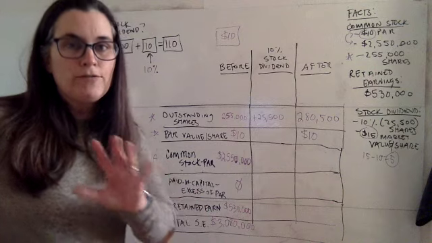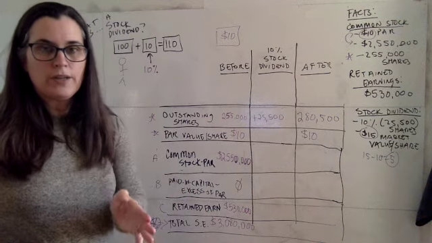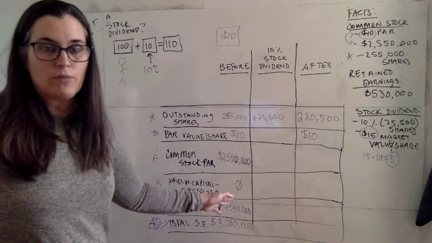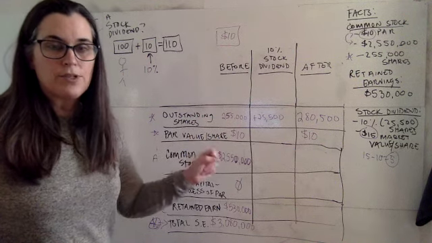Okay, you have just solved the before portion of the problem. Okay, this information will help you solve that before portion. Now let's look at the 10% stock dividend.